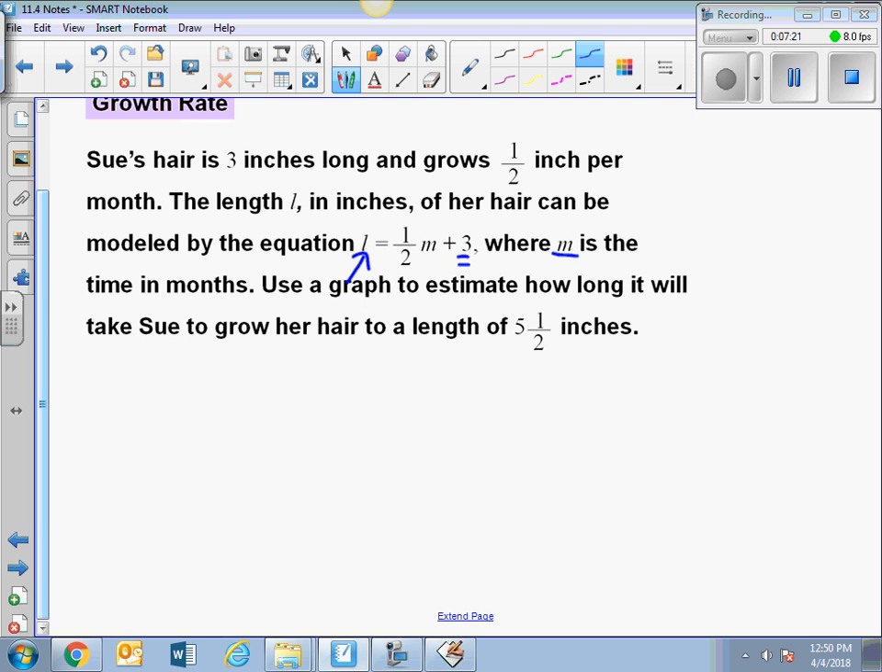Just like we did with those scatter plots, we know these are always going to be positive values. We're not going to have negative months. We're not going to have negative hair.